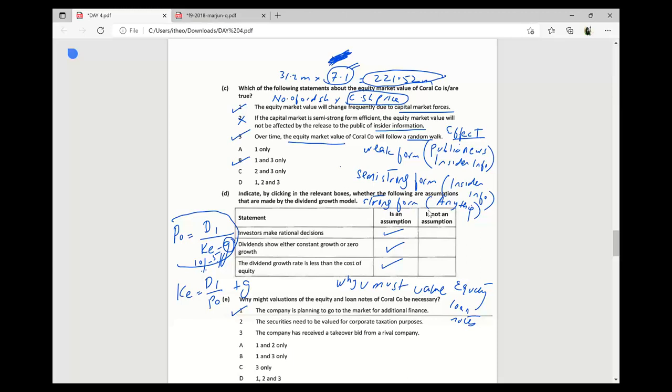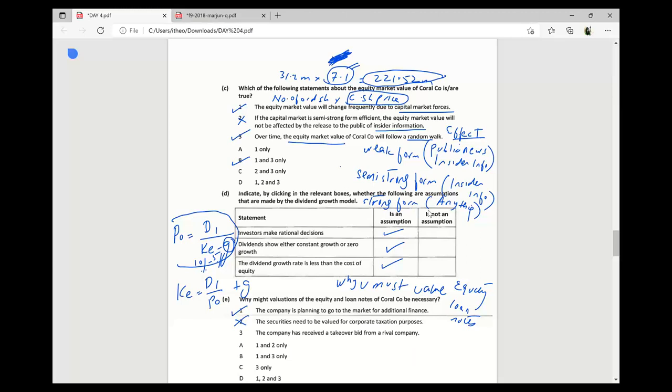Securities need to be valued for tax purposes. A big wrong. Do you think to calculate taxation, you need to have the value of your company? No, for taxation, you only need profits. You don't need the company's value. Like you go to the taxation department, how much is our tax? They don't say, okay, what is your value? Taxation is never on value. It's on profits. So you don't need to value your equity and loan notes for taxation purposes. This is the big wrong. Two is wrong.